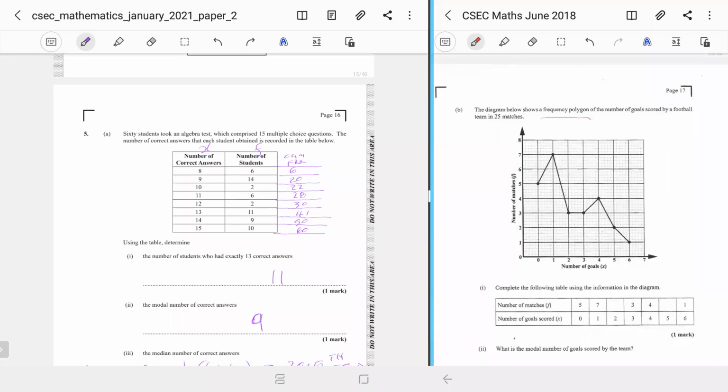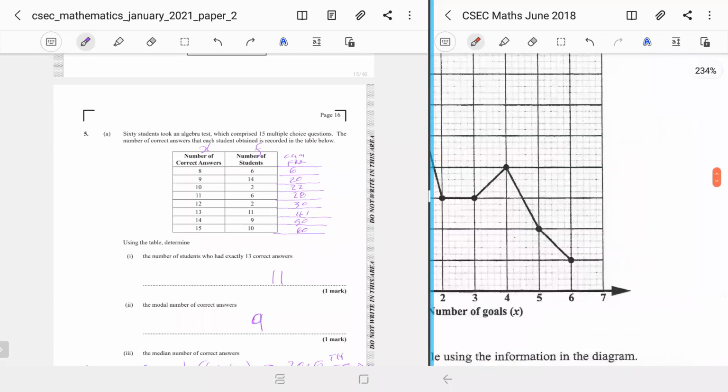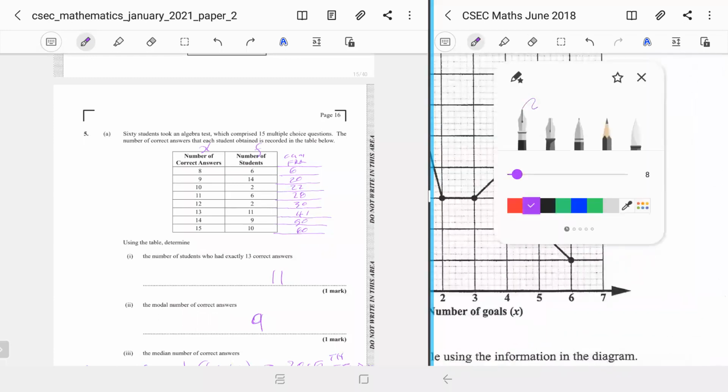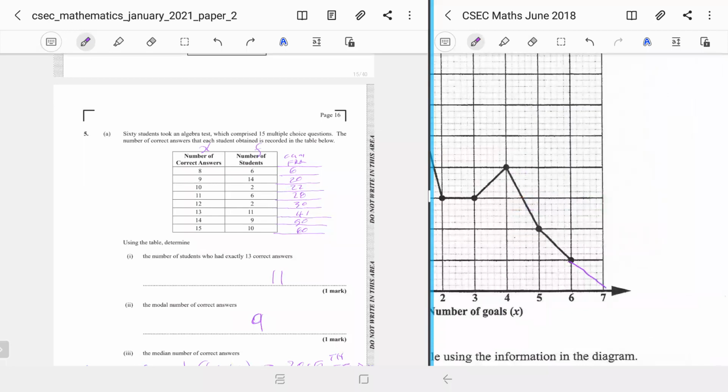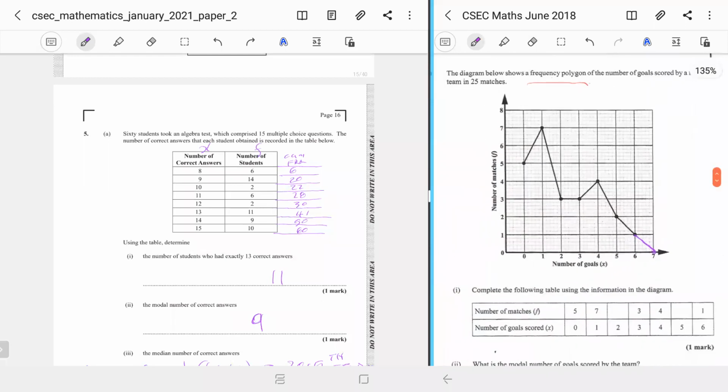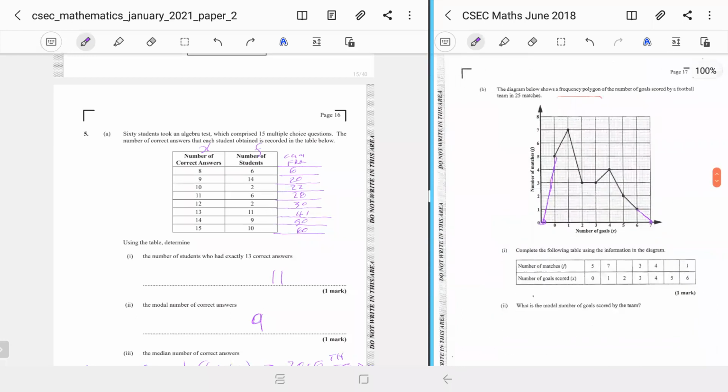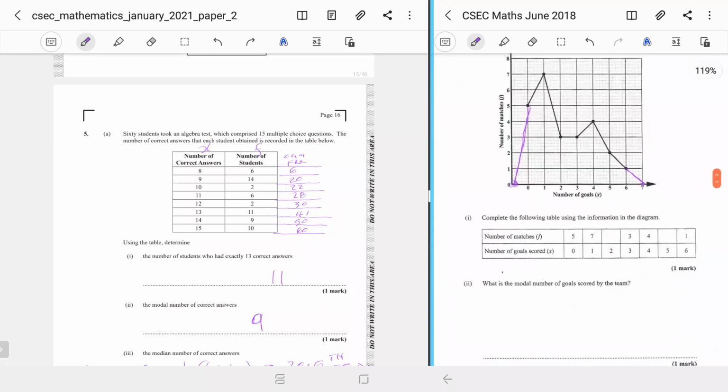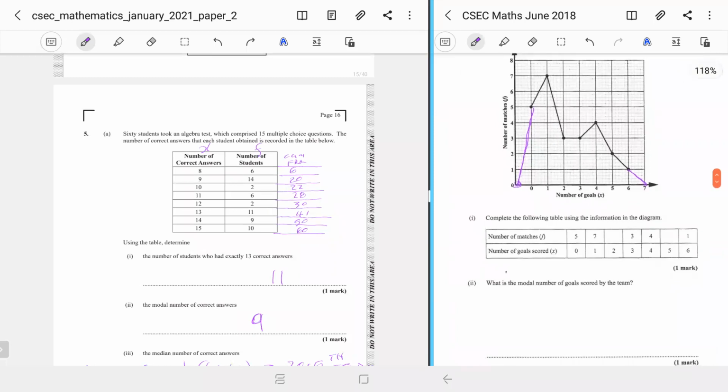It shows a frequency polygon, but it's not right because it's supposed to be closed. So it's supposed to close down at this end, by joining this end down here. So go to that point and this point over here. That's the proper thing to do. Close it there. Understand? This is a frequency polygon.